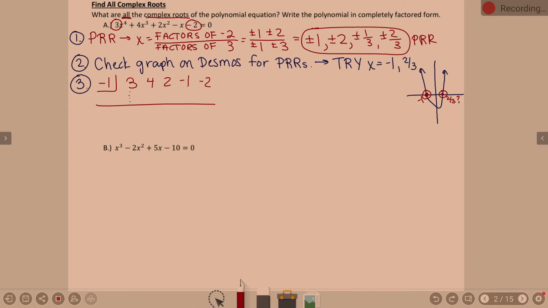So, practice this again. Drop the 3, multiply. Negative 1 times 3, negative 3. Add 4 plus negative 3, 1. Multiply. Negative 1 times 1, negative 1. Add 2 and negative 1, 1. Multiply. Negative 1 times 1, negative 1. Add negative 1 and negative 1, negative 2. Multiply. Negative 1 times negative 2, positive 2, add, and we are at 0. So what do we know?